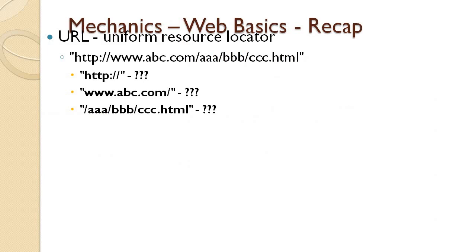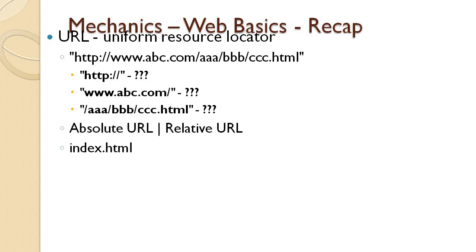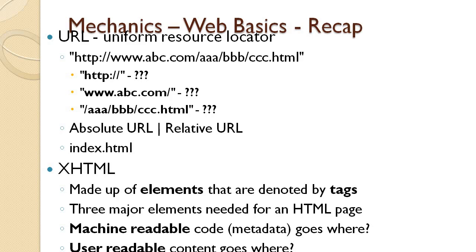URL, uniform resource locator, absolute URL, relative URL, XML, XHTML, made up of elements that are denoted by tags. There are three major elements needed for an HTML page. Machine readable code, metadata goes where user readable content.